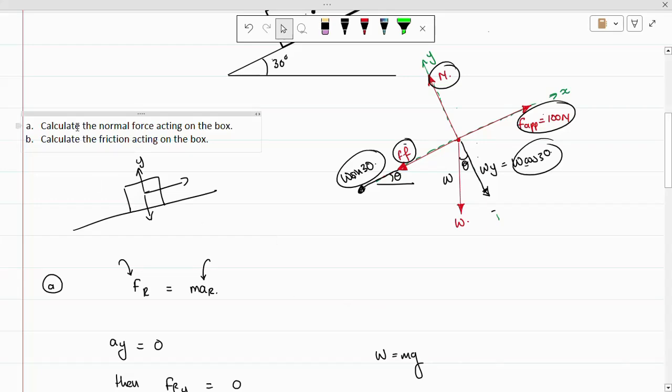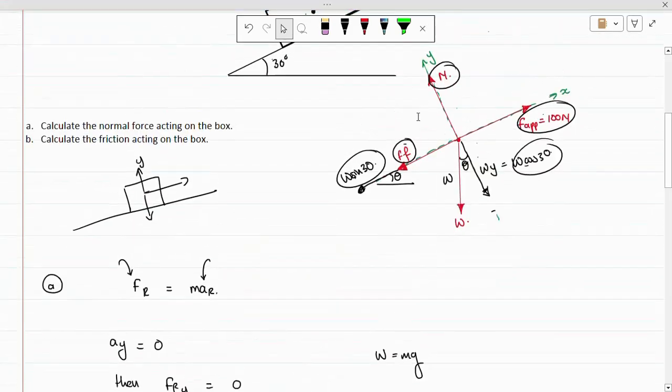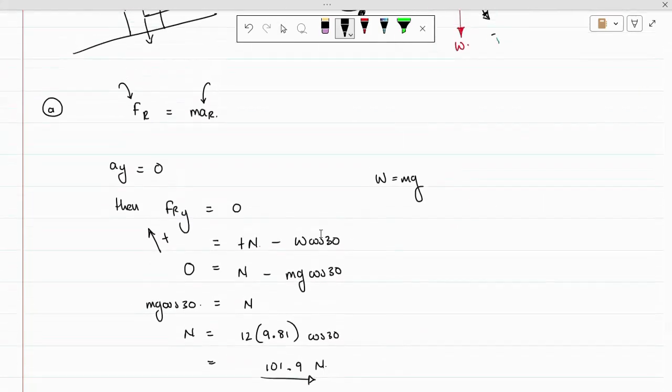Right, part B says calculate the friction acting on the box. Now this is in the x direction because friction is along the x direction. So we have an unknown force yet again, right? We don't know what the force is, but the question is, do we know what the resultant force is? We haven't been explicitly given it in the question, right? But again, we can still use Newton's second law.